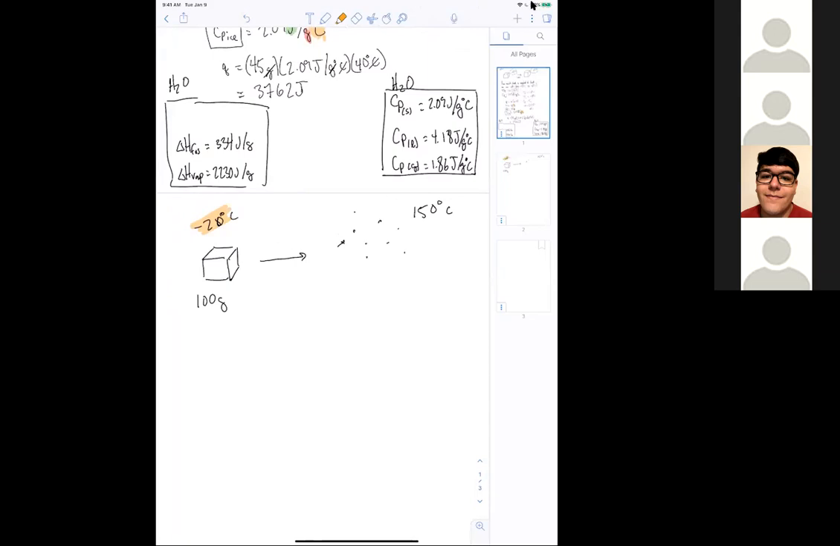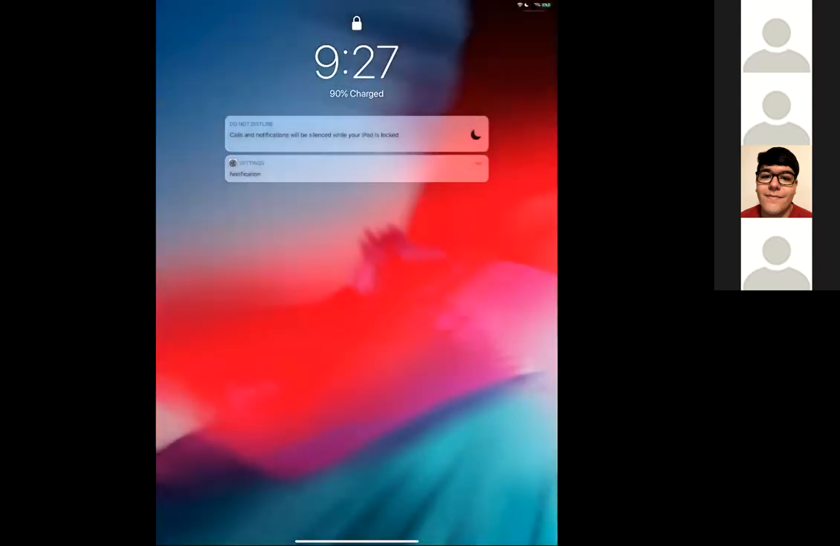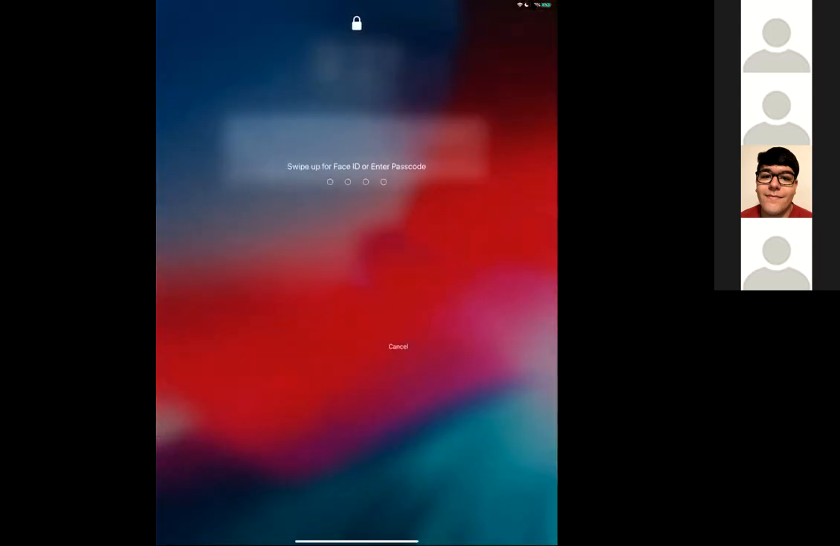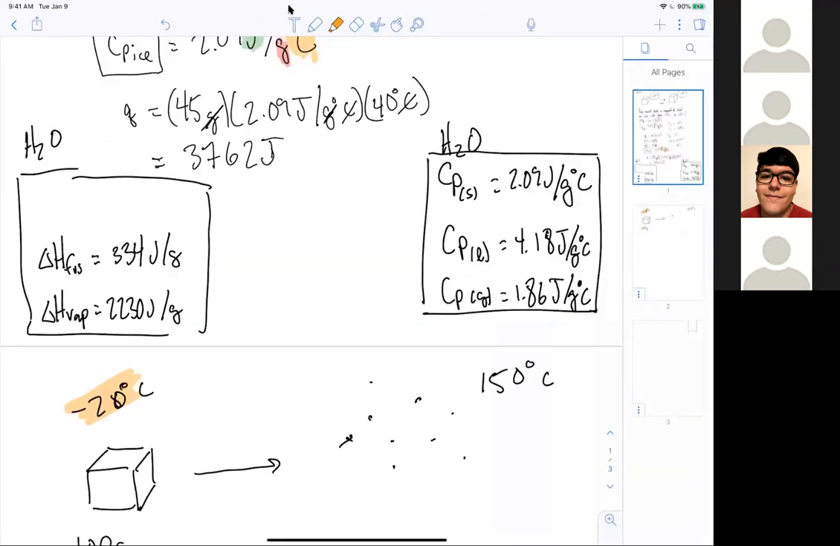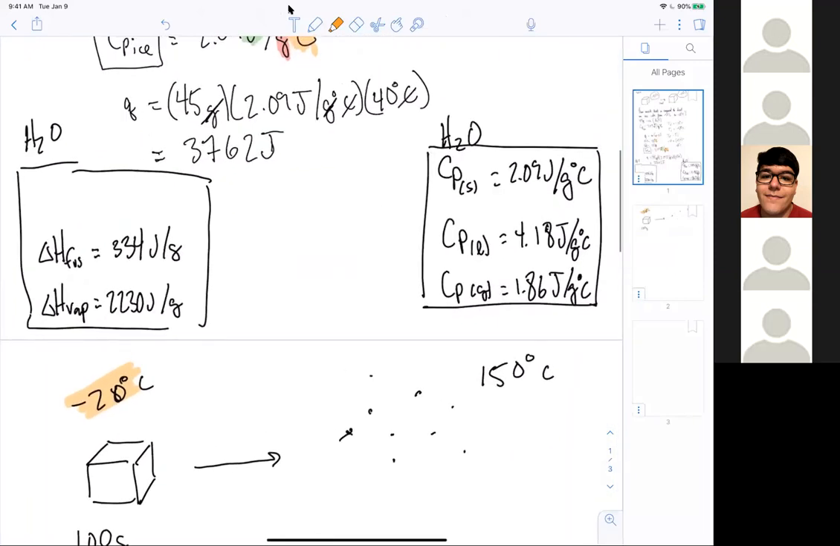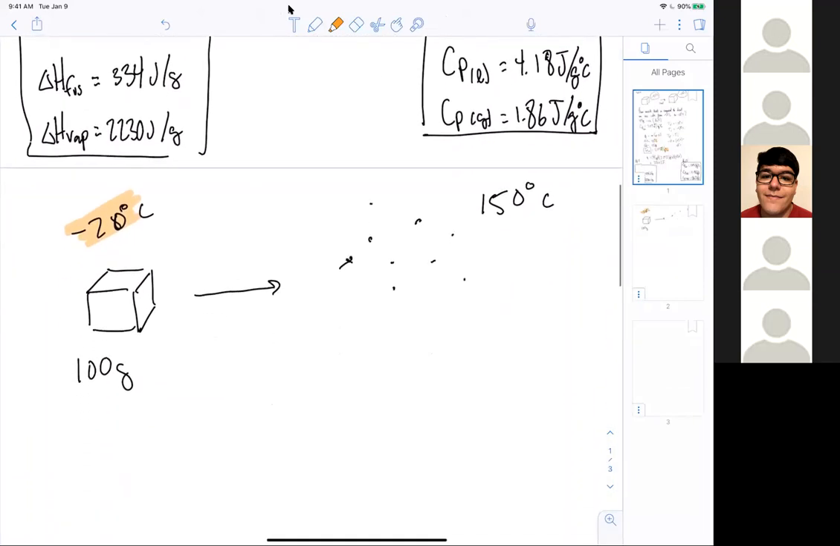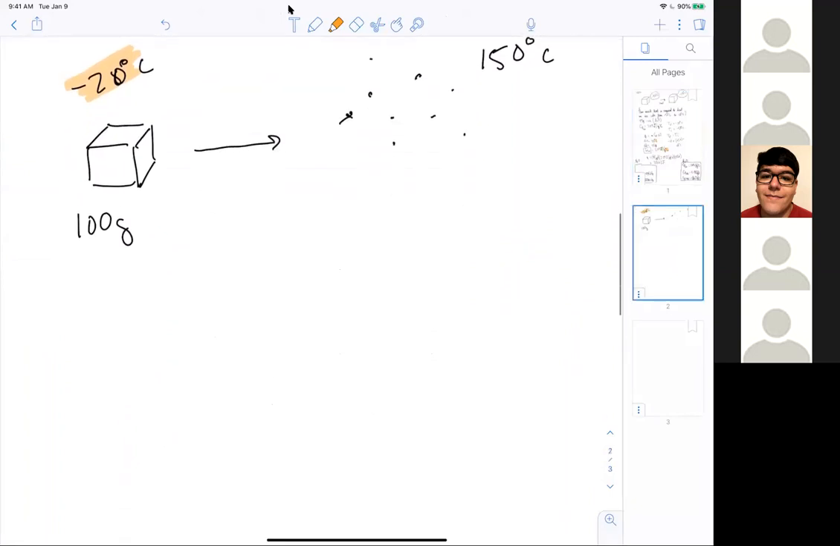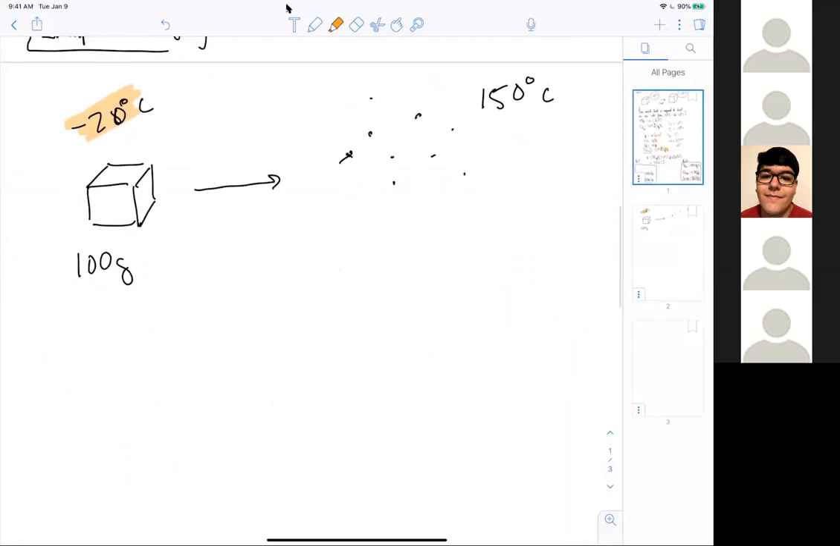Landscape mode. There we go. Oh, good. Okay. All right, we've got it.